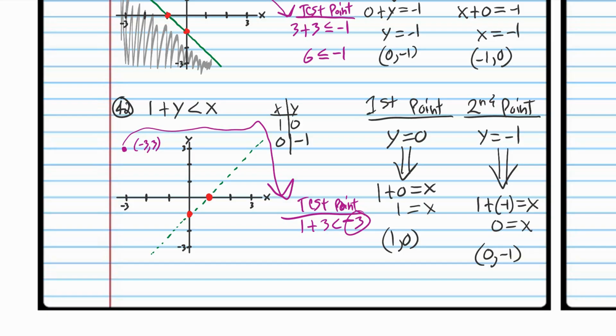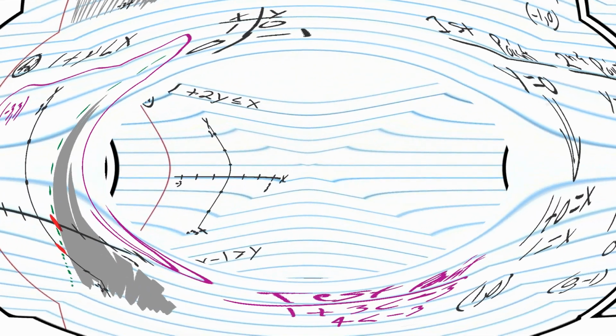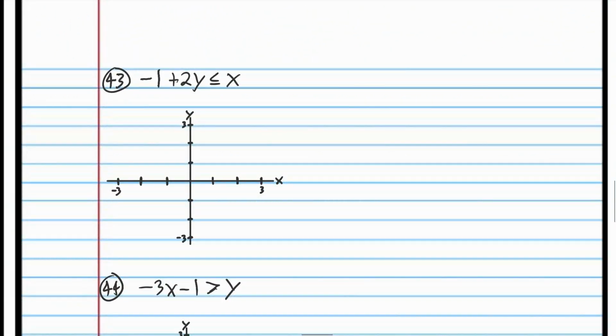All right, so now we have to see if that expression is true. So 1 plus 3 is 4. 4 is less than negative 3. Is that correct? No, it's not correct. If you said no, you were correct. So because it's not correct, we shade in the other side. And that's the answer. All right, see if you can do number 43, and when you come back, we'll do it together.